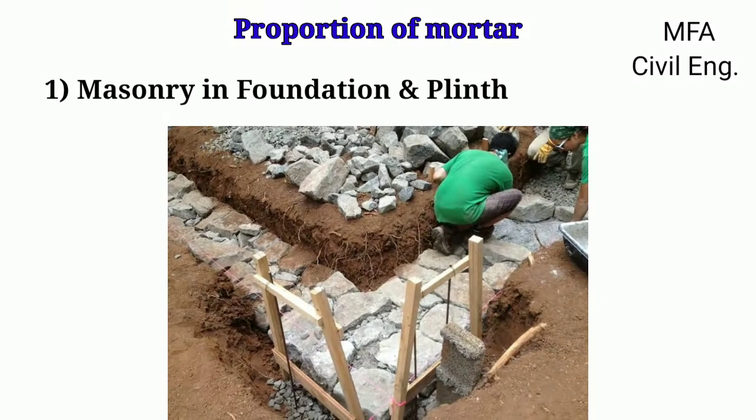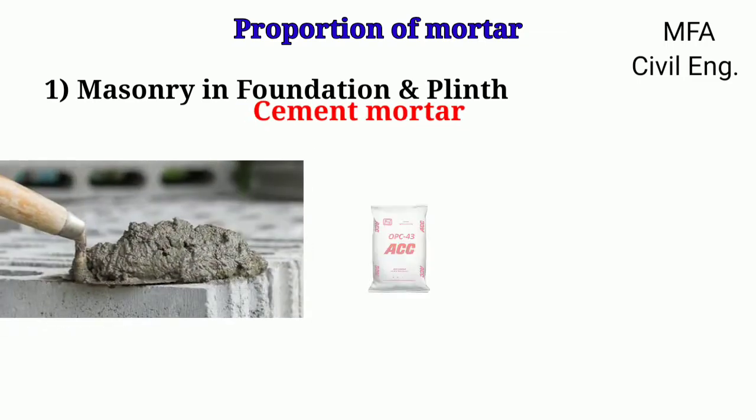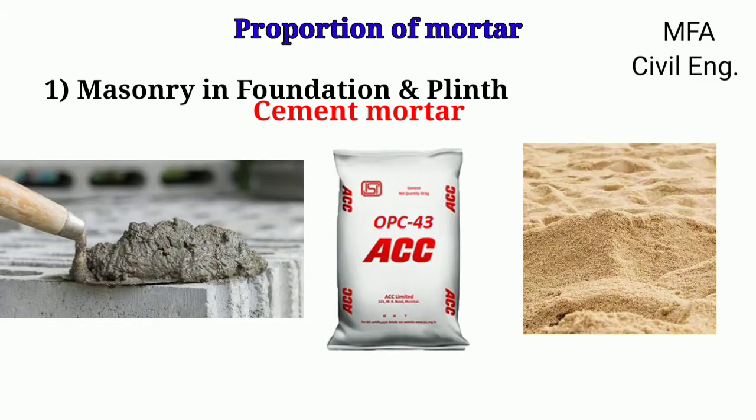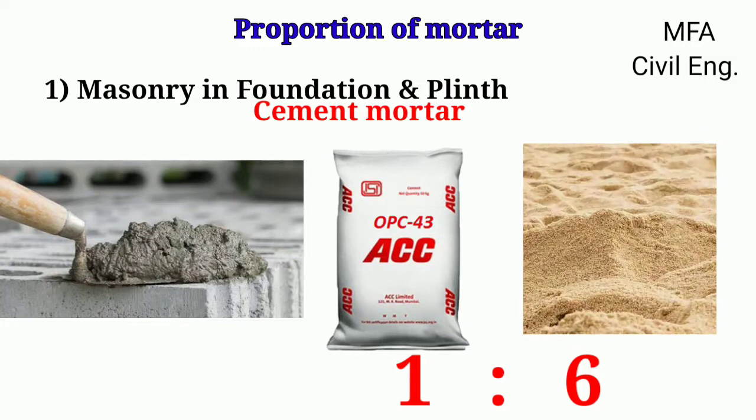In case of masonry work in a foundation and the plinth, for the cement mortar, the proportion of cement and fine aggregate, that is sand, should be 1:6. That means 1 part of cement and 6 parts of fine aggregate, that is sand.